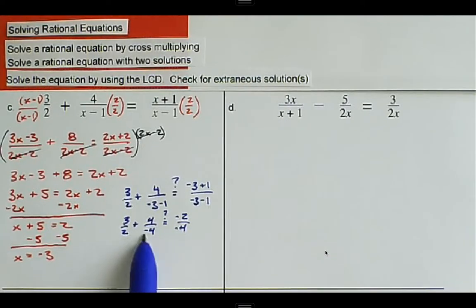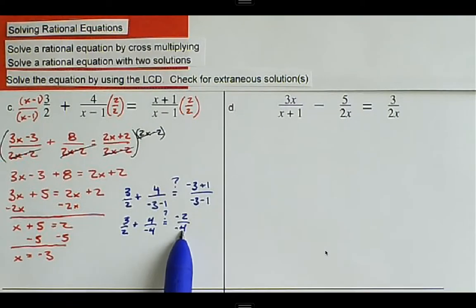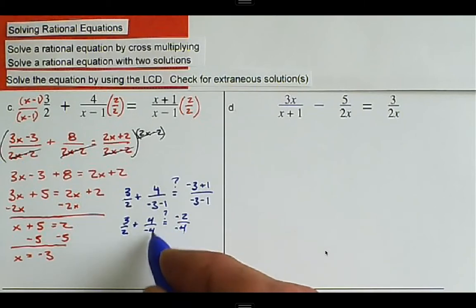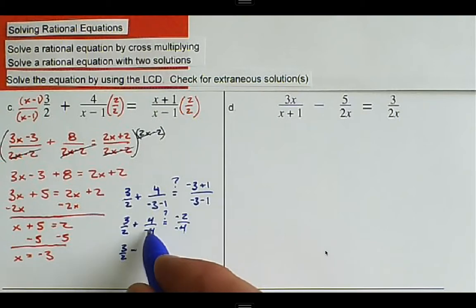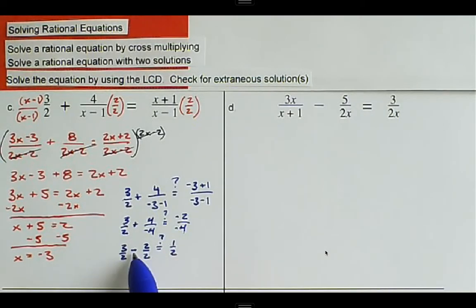Now, in order to add these together, we have to have a common denominator. So let's make the common denominator 2, because I can reduce this fraction and I can reduce this fraction. If I divide both of these by 2, we get 3 over 2 minus, because there's a negative, 2 over 2. And we're checking to see if that's going to be equal to 1/2. So 3 minus 2 is 1. Keep the denominator, and that is equal to 1/2. So x equals negative 3 is the solution.